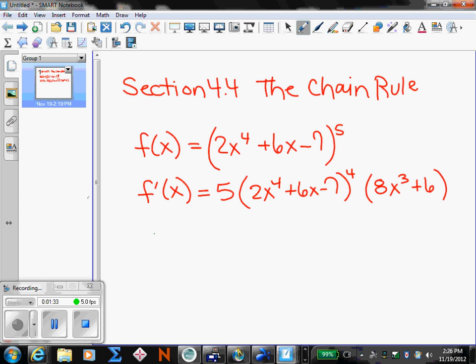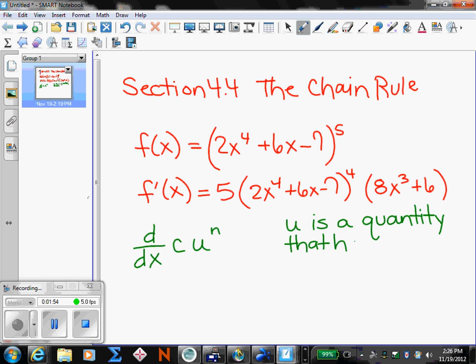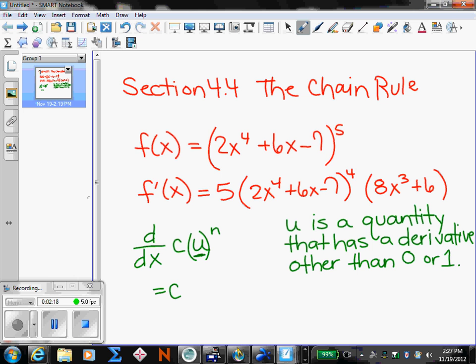So if we're just looking at this written as a rule, you have a constant, a u, raised to an exponent of n. U is a quantity that has a derivative other than 0 or 1. It has a derivative. Okay? So, if it is a quantity raised to an exponent, then the derivative is the coefficient times the exponent. You rewrite your u, you subtract 1 from the exponent, times the derivative of what is in the parentheses.